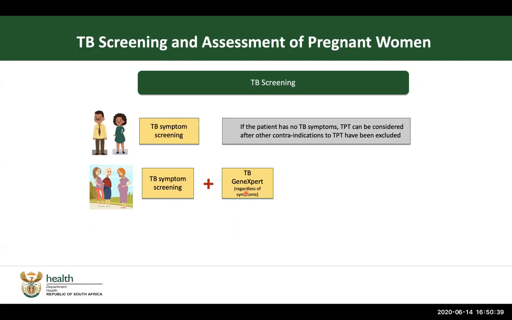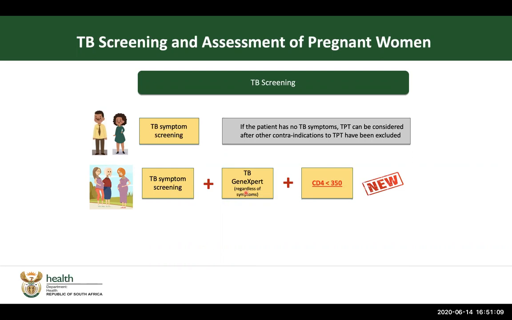And this is mainly because TB is quite common in our pregnant women, and it is linked to bad obstetric outcomes if they are infected, but it can also contribute to deaths of our mothers. So we want to just ensure that we exclude TB in pregnancy as much as we can. There's now an important change in the guidelines.